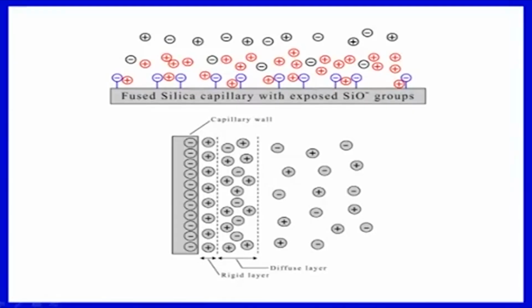So, this figure explains what I have already explained: there is a fused silica capillary here with negative charges, and as I said, at different pH they will be charged differently. There is a Stern layer shown here, which is the cations compensating for the negative charge on the capillary wall, and there is a diffuse layer here, and as the voltage is applied, everything moves towards the cathode. That is the phenomenon called electroosmotic flow.